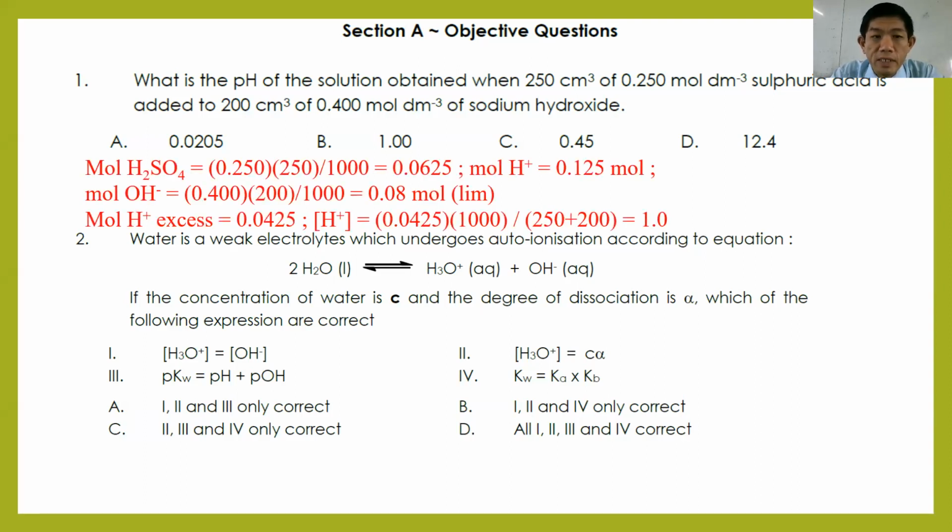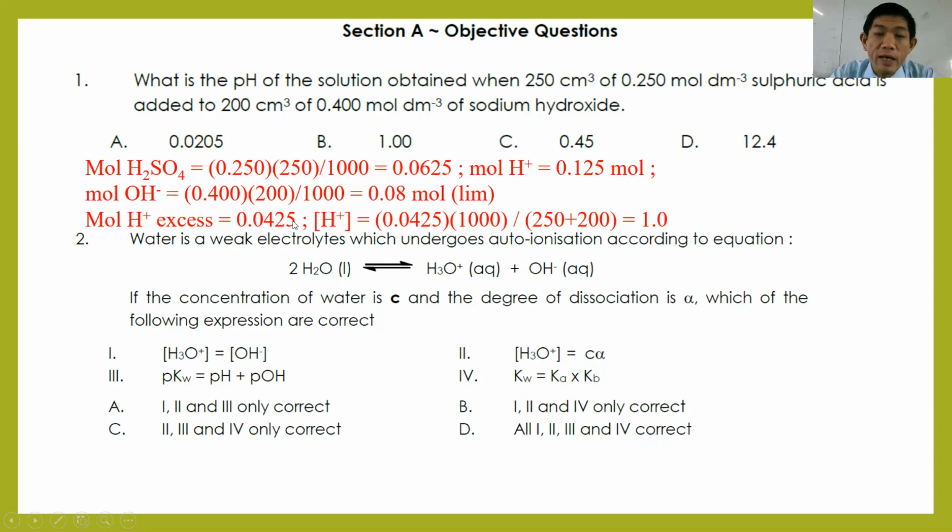So the mole of the sulfuric acid is, you use MV over 1000, 0.25 multiplied by 25 divided by 1000, you get 0.00625. But stoichiometrically, 1 mole of the sulfuric acid makes 2 mole of the hydrogen ion, so the hydrogen ion will be 0.0125 mole. As for the mole of the hydroxide ion, it is 0.400 multiplied by 200 divided by 1000, you get 0.08 mole. So in here, sodium hydroxide is the limiting reagent, since you have a limited number of mole. So how much is the mole of this hydrogen ion in excess? So 0.125 minus 0.08, you get 0.0425.